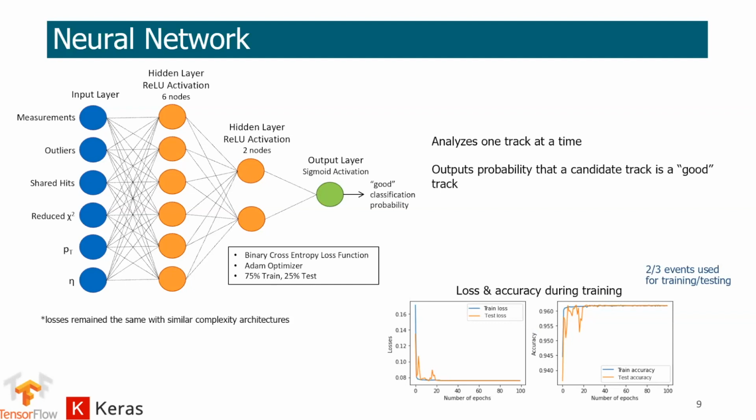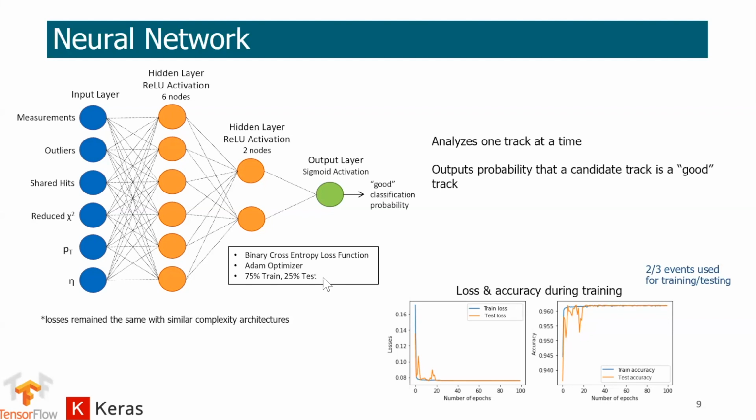So the ambiguity solving neural network architecture that I created analyzes one track at a time and consists of an input layer with 6 nodes for the 6 input features, 2 hidden layers, and an output layer with a sigmoid activation function, similar to a logistic function, that returns the probability that a candidate is good. This architecture was trained with 2/3 of the simulated events to reach an overall accuracy of approximately 96%. I specifically use a binary cross-entropy loss function to provide a measure of incorrectly classified tracks and an Adam optimizer to serve as the backpropagation method.